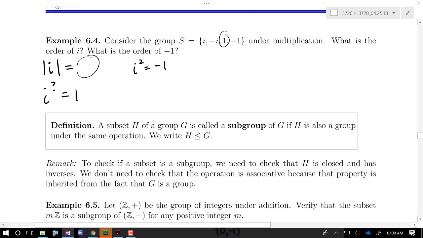Okay. So what's i cubed? So i cubed is i squared times i, and i squared is negative 1, so i cubed is negative i. And what's i to the 4th? i squared times i squared, which would be negative 1 times negative 1, which is 1. So that means that the order of i is 4.